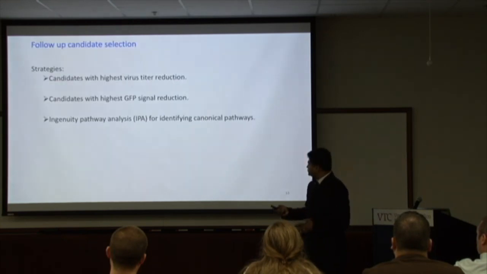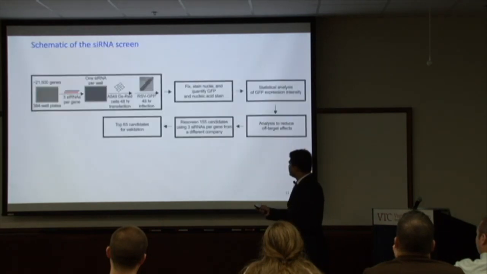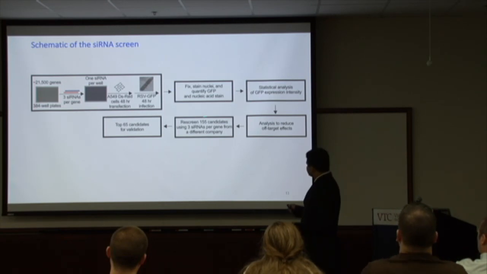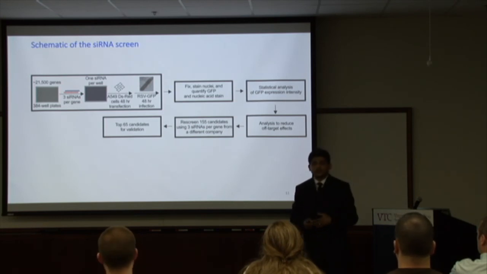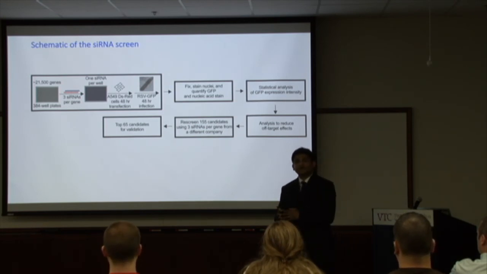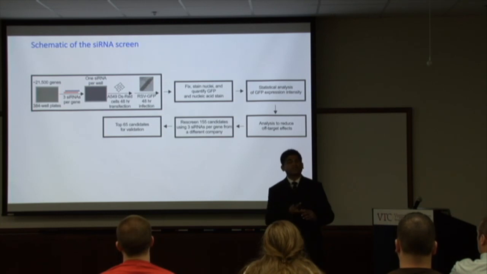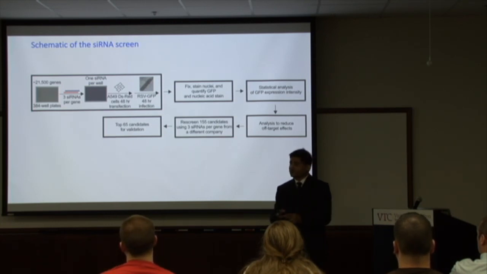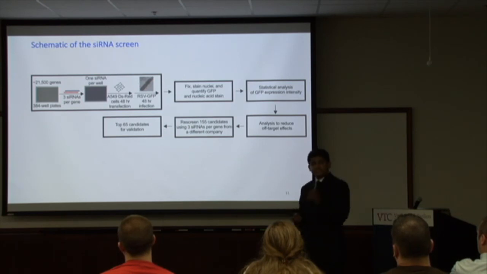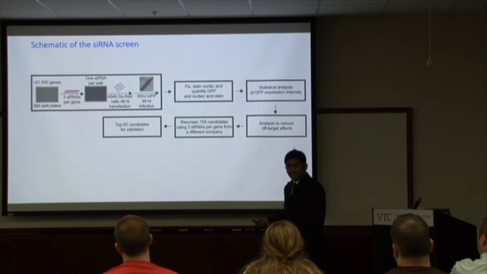And after excluding off-target effects, from 22,000 candidates we narrowed down to 155 based on the ranking. And these 155 were re-screened with an additional 3 independent siRNAs from another company. So therefore, the 155 candidates were screened with 6 independent siRNAs. And eventually we narrowed down to 65 potential candidates for validation or further characterization.